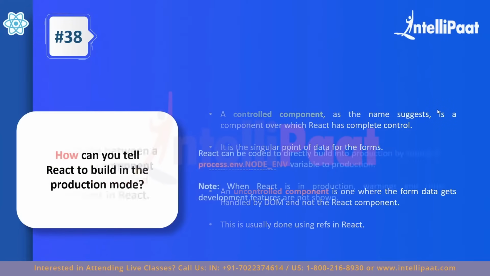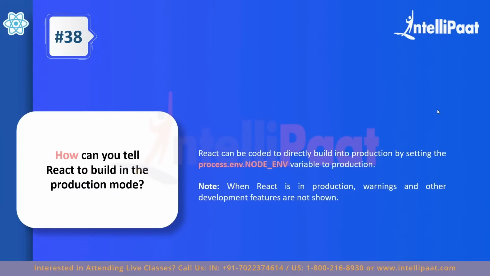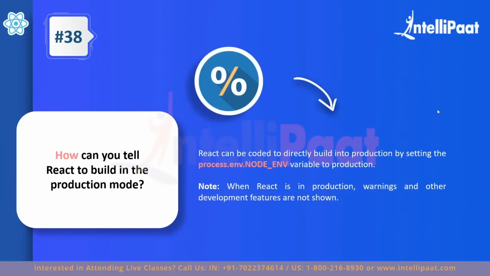Now, coming to the 38th question, it states, how can you tell React to build in the production mode? So what is the simple way of conveying to React to move to the production mode? You can directly code in production mode, but to do it, you have to set one very simple variable called the environment variable, process.env.NODE_ENV, and you have to set this variable to production. One very important thing to note is that once React is put into production, any other development features, or any warnings, are not shown in the production mode. This is something very important for you to mention in interviews as well. It's as simple as setting an environment variable.